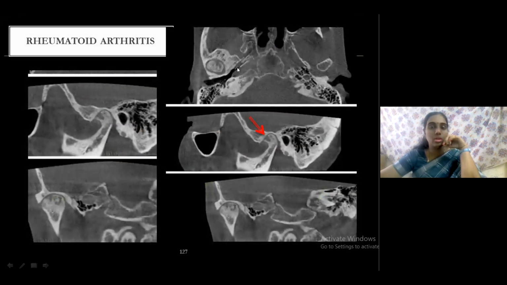It's a case of rheumatoid arthritis, where you can see that there is erosion and the cortex is not continuous. There is some subchondral cyst. There is a change in the shape of the condyle, and these are all osseous changes where you can see rheumatoid arthritis, early juvenile arthritis, osteoarthritis, inflammatory arthritis, and these are some of the applications of CBCT in case of TMJ, if the patient is having TMJ pain.